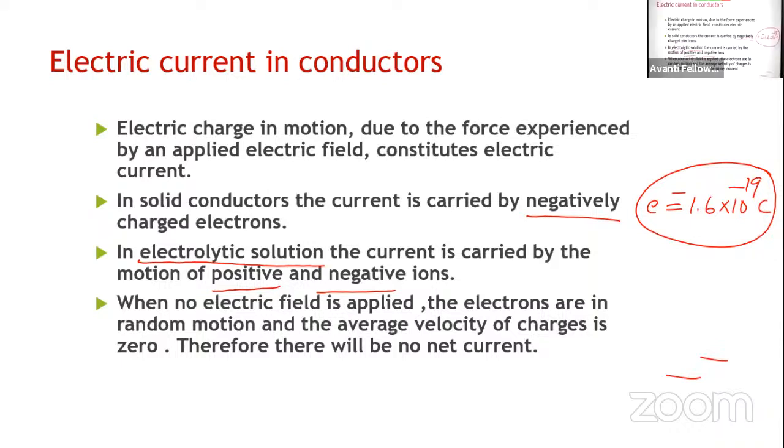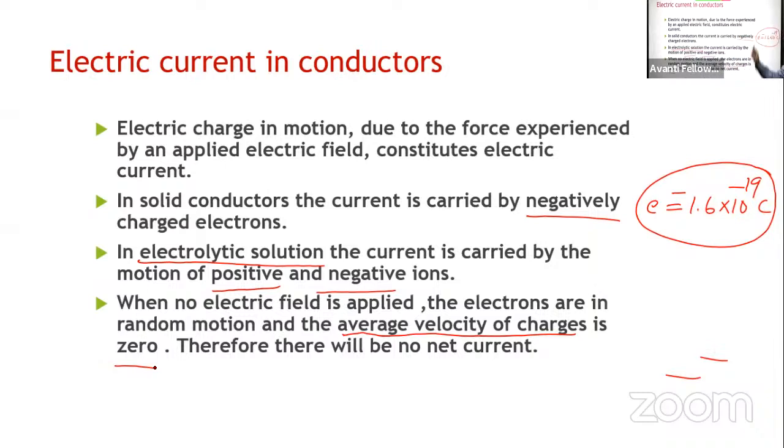Okay, so that's it. In solid conductors, the current is carried by negatively charged electrons. In an electrolytic solution, the current is carried by positively and negatively charged ions. When no electric field is applied, the electrons are in random motion, and the average velocity of charges becomes 0. Therefore there will be no net current.